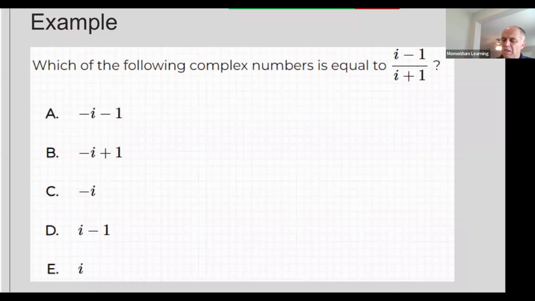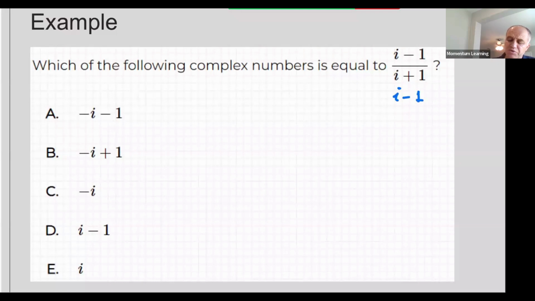Okay. I want to change the denominator to a real number. So I will use a conjugate. What is the conjugate of i plus 1? Okay, very good. So we multiply by i minus 1. We multiply numerator and denominator.